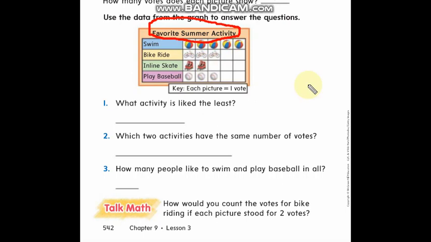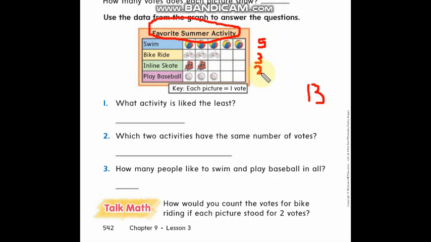1, 2, 3, 4, 5, 6, 7, 8, 9, 10, 11, 12, 13. So 13 people voted for their favorite summer activity. How many people voted for swim? 1, 2, 3, 4, 5. 5 people. And how many people voted for bike ride? 1, 2, 3. 3 people. Excellent. How many people voted for inline skate? 1, 2. 2 people.